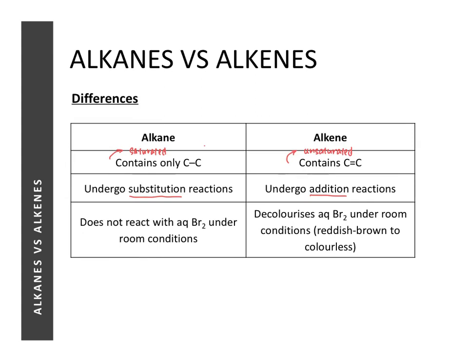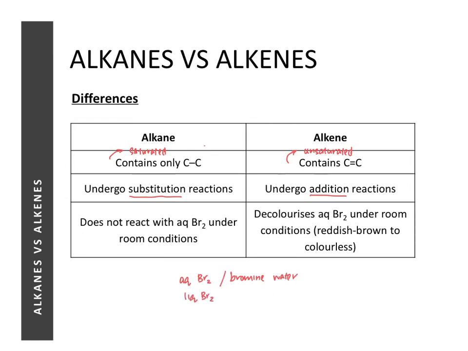That means we can add some more atoms to it once we break one of the bonds in the carbon-carbon double bond. So the way to distinguish whether a liquid that we have is an alkane or an alkene is to add bromine, either aqueous bromine, which we also call bromine water, or we can add liquid bromine.